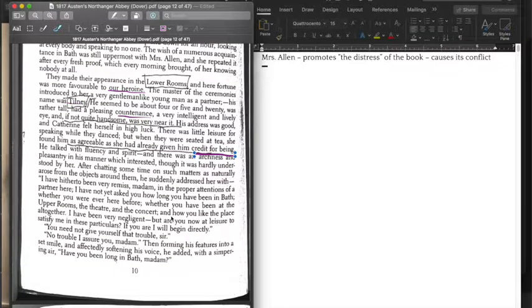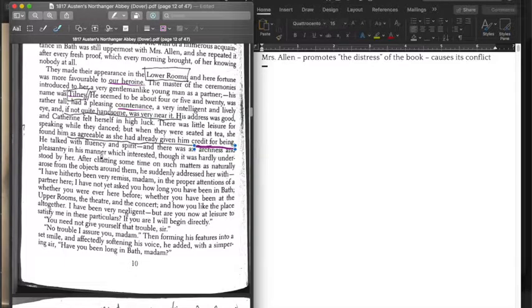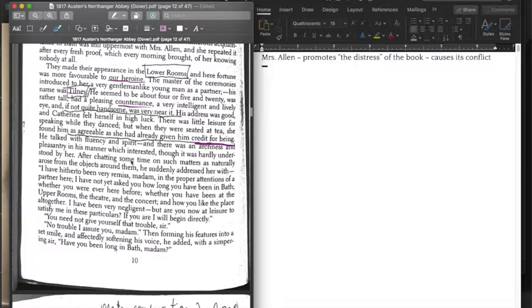That's kind of shady. He talked with fluency and spirit, and there was an archness and pleasantry in his manner which was interested, though was hardly understood by her. So she kind of doesn't understand him.